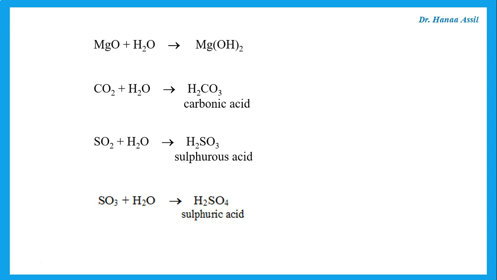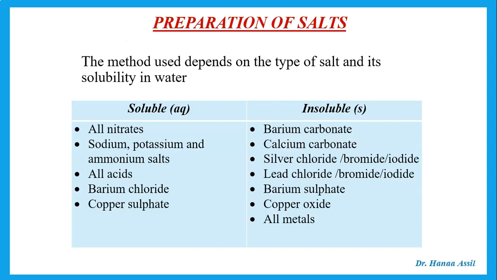Acidic or basic means if I dissolve it in water, it would either form a base like magnesium oxide or an acid like carbon dioxide, sulfur dioxide. Remember that sulfur dioxide in water forms an acid called sulfurous acid, while sulfur trioxide forms an acid called sulfuric acid.